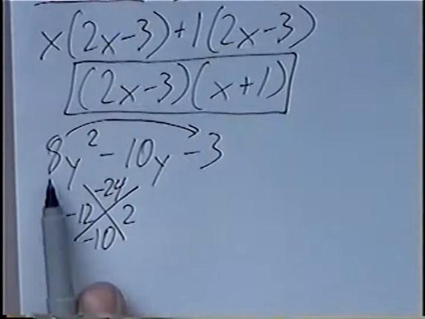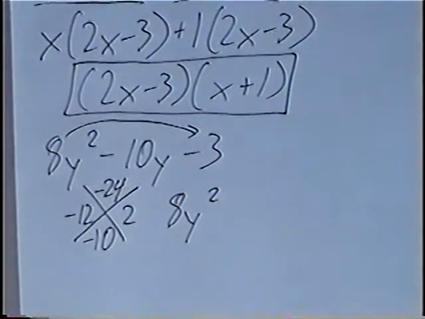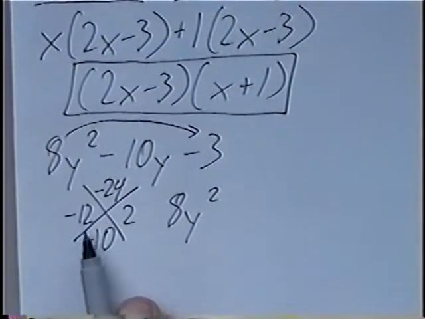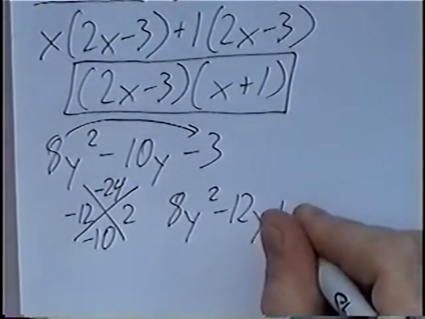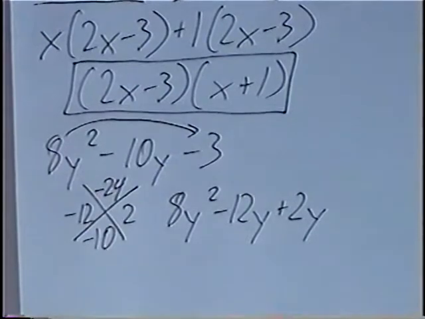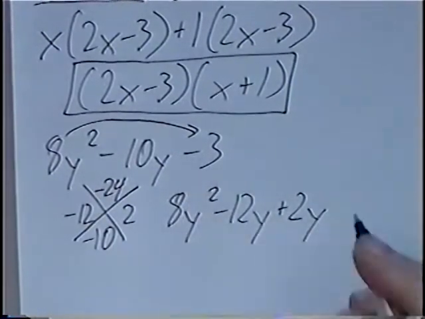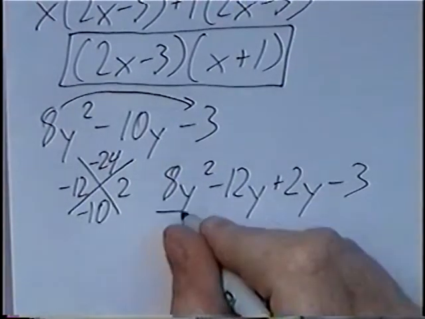Completing this by factor by grouping, rewriting the same equation, 8y squared, but instead of negative 10y, we'll use the numbers we found, negative 12y and plus 2y. And again, negative 12y plus 2y is the same as negative 10y. Bringing the negative 3 down, we can complete the question by factor by grouping.